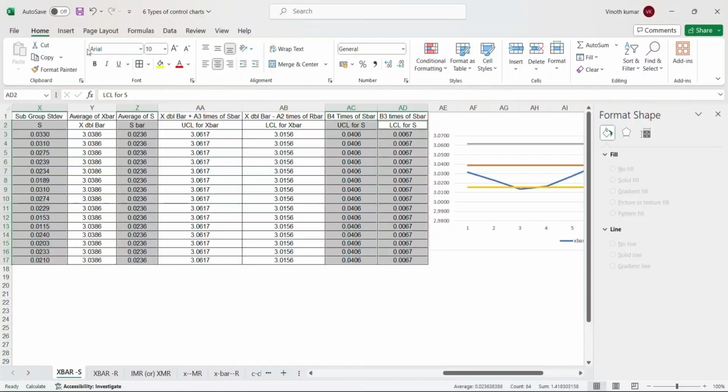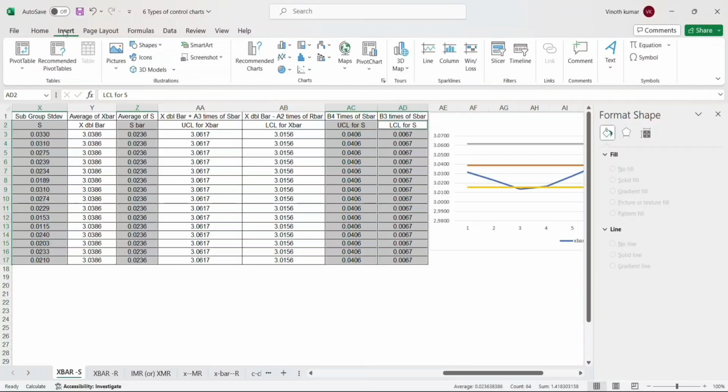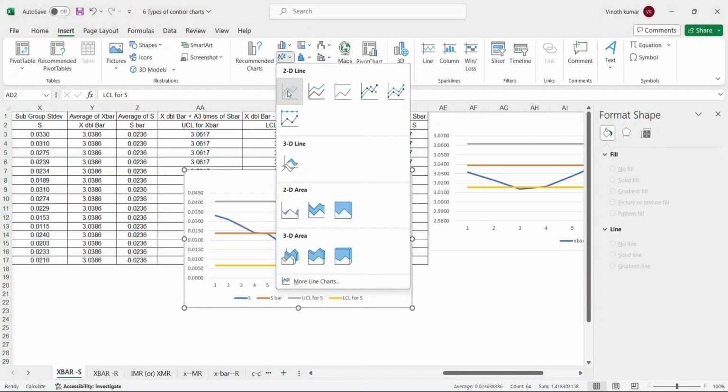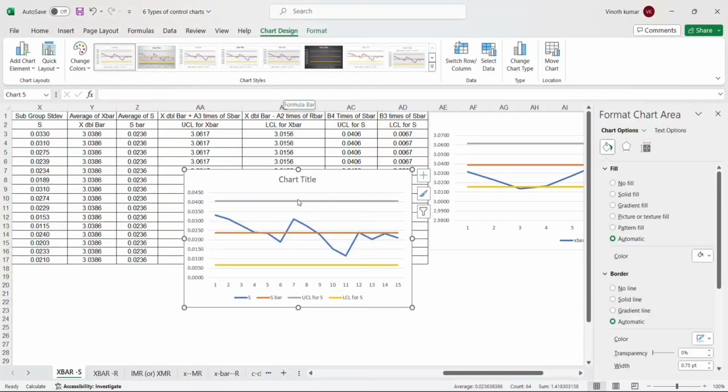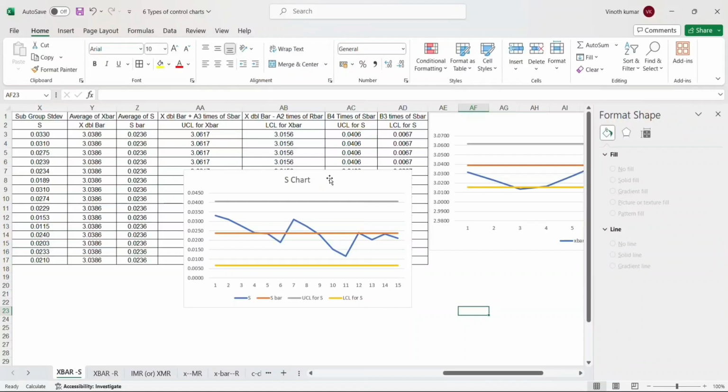Now I click on insert and I can select the line chart, and I can select this, and this will be my S chart, which is my standard deviation chart. Let me take this chart also here.